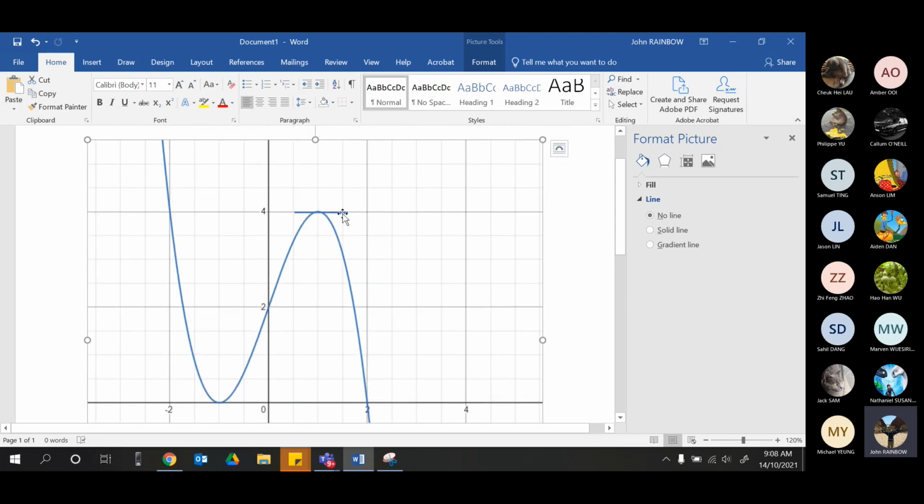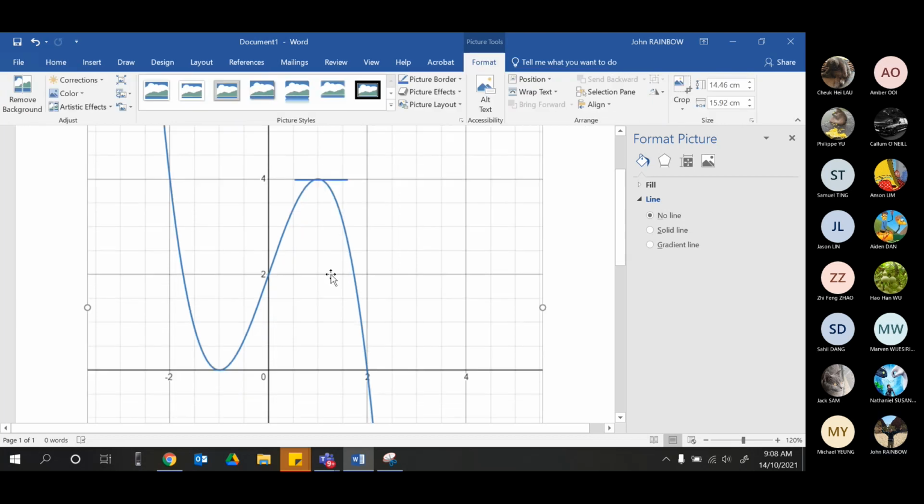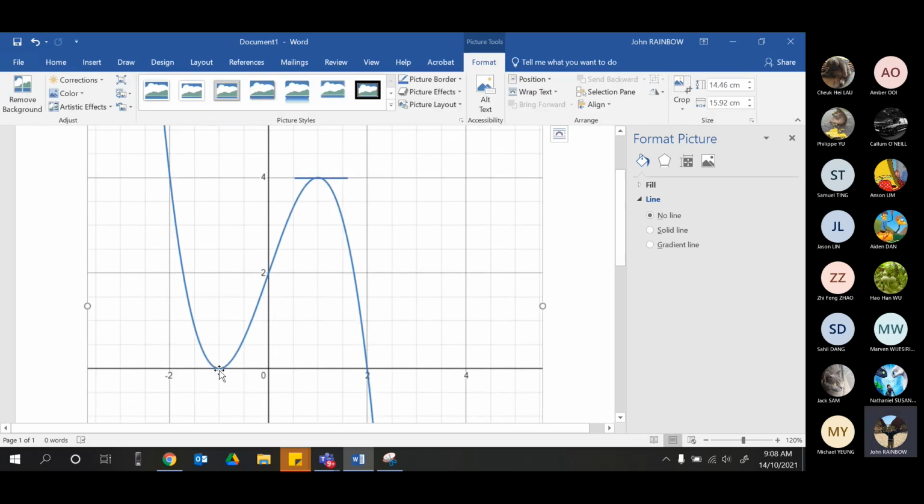5, yeah, that makes clear sense that at a turning point, the gradient at that point would be 0, because the tangent line has to be flat. So we know the gradient here is 0 and the gradient here is 0.